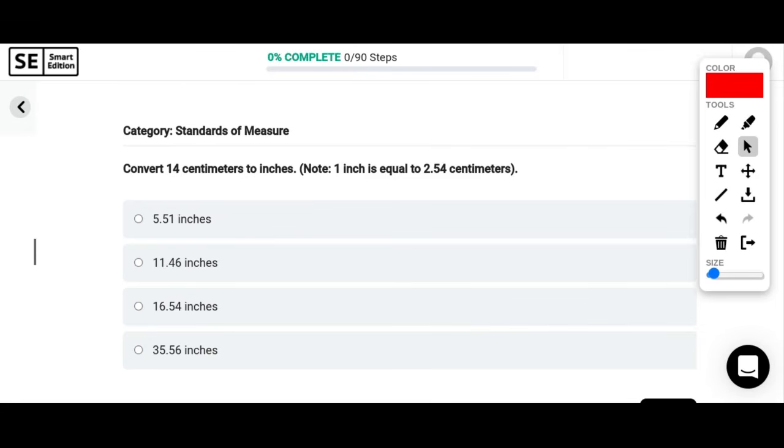Okay, convert 14 centimeters to inches. So it gives us here a note. 1 inch is equal to 2.54 centimeters, 2 and 54 hundredths of a centimeter. So we need to go from centimeters to inches. So 14 centimeters is equal to how many inches? I know that there's 2.54 centimeters in 1 inch.